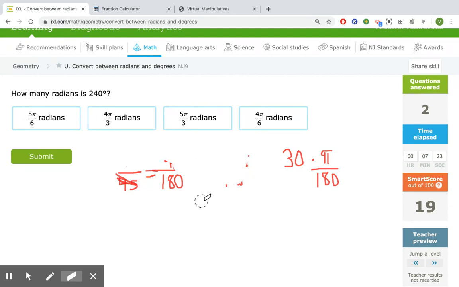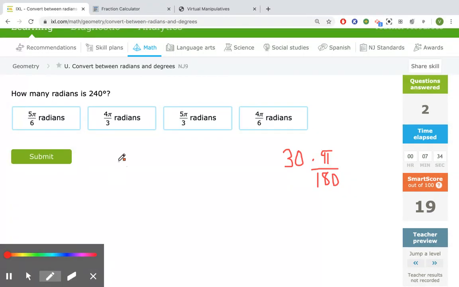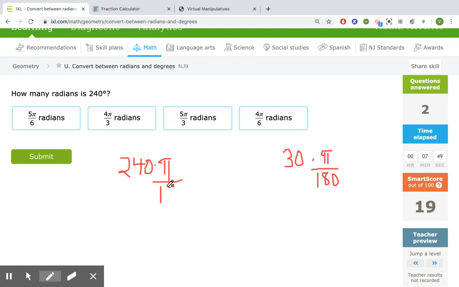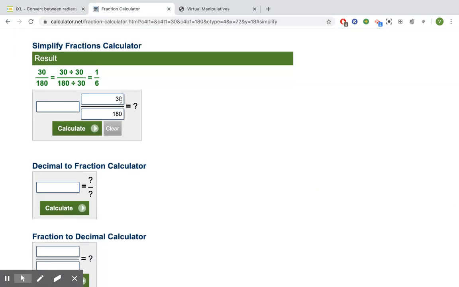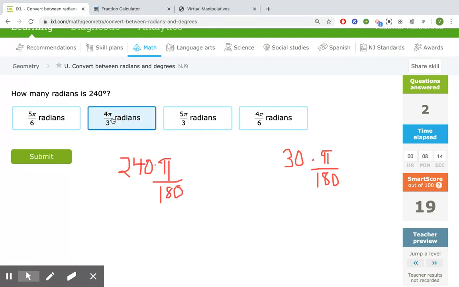Now for this next one, 240, that's more than 180, so you're most likely going to have an improper fraction. If you noticed, all your answer choices are improper fractions. So again, 240 times pi over 180. And again, if you're not sure, okay, 60 goes into both, so it should be 4 over 3. But if you're not sure, you go back to this: 240 over 180. And now you need an improper fraction. This is a mixed number, so go a little to the left, there's 4 over 3. So it's 4 pi over 3.